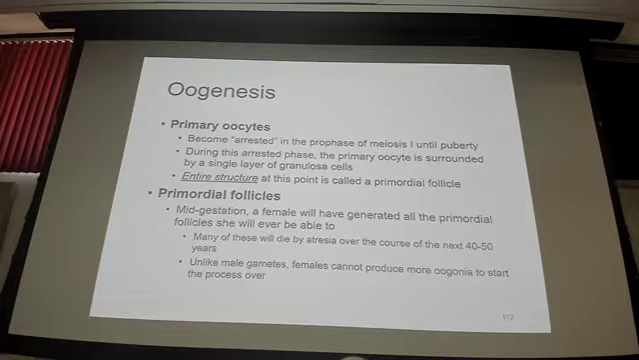The difference here is we're still in utero. They basically stop in meiosis 1, so it remains a diploid structure until puberty, until menarche, if you will, when the patient begins to ovulate. Menarche, the initial ovulation, the initial period.